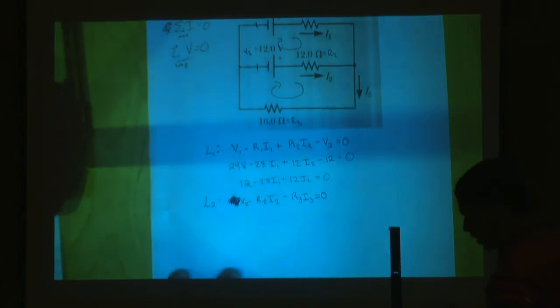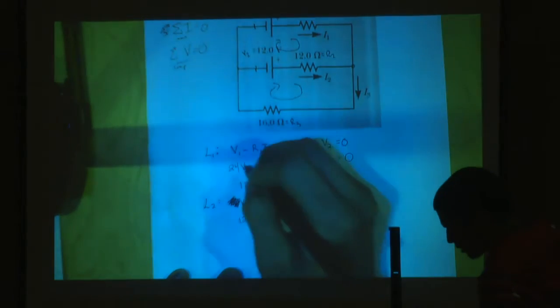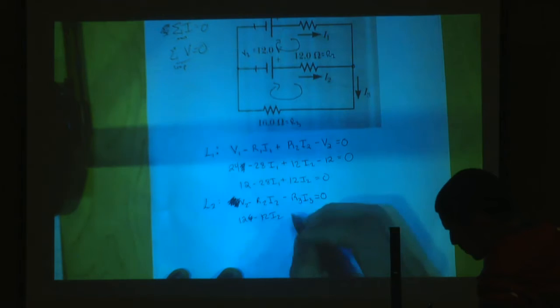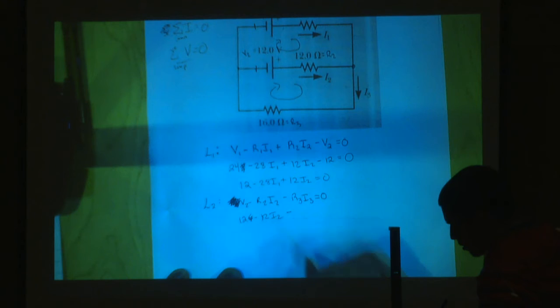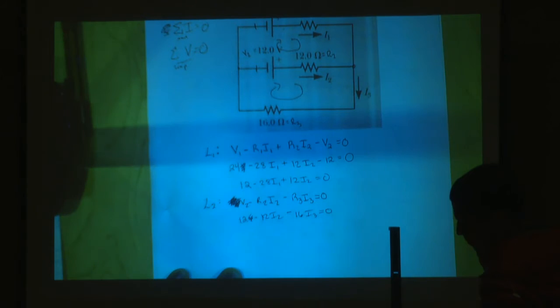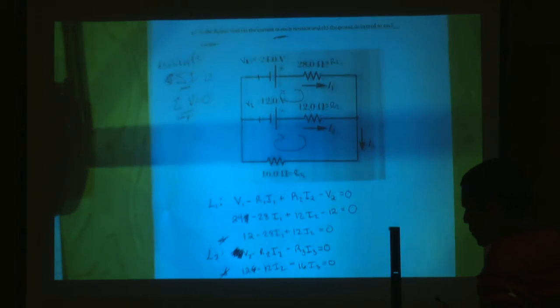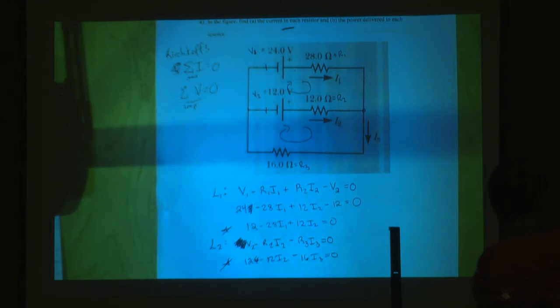Okay, so plugging in our known variables, we have 12 volts minus R2, which is 12 ohms, times I2. Let me take out that V here because it looks like it's another variable. Minus R3, which is 16, I3 equals 0. Just putting a star over here to identify our simplified versions. So we have 3 unknown variables, 2 equations. How can we get our third equation?